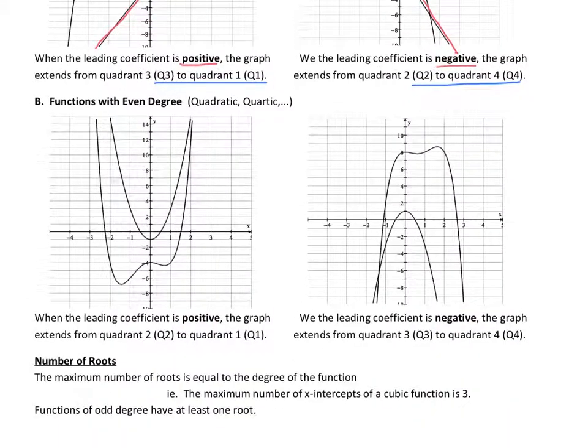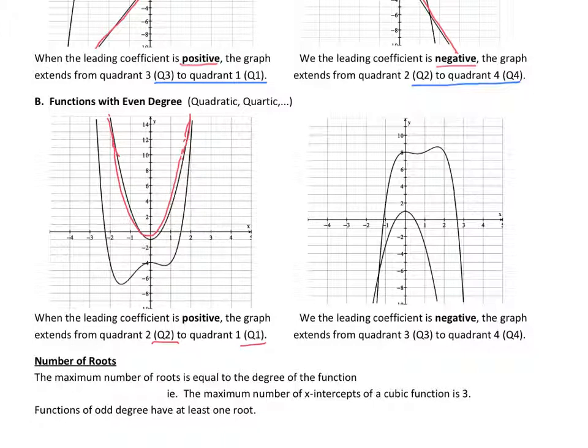Okay, now for functions with even degree, we want to compare those ones to a parabola. So a parabola would be the easiest function we could think of that has even degree. And if a parabola has a positive leading coefficient, so a positive a value, we know that it opens up, which makes the end behavior quadrant 2 to quadrant 1.